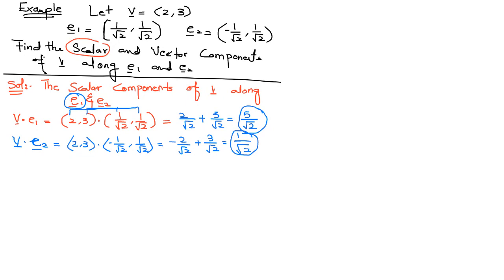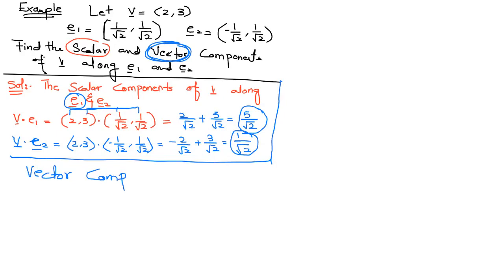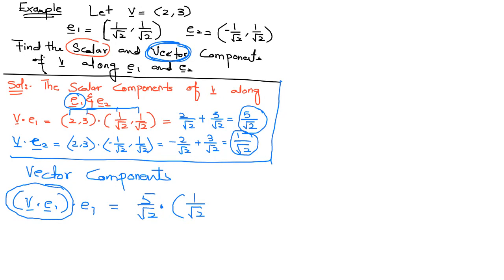Okay. Now you have to find the vector components. For the vector components, we have the formula, which is V dot E1 times E1. Okay, so use this formula. We already found V dot E1, which is 5 divided by square root of 2, times E1. E1 is 1 divided by square root of 2, 1 divided by square root of 2.